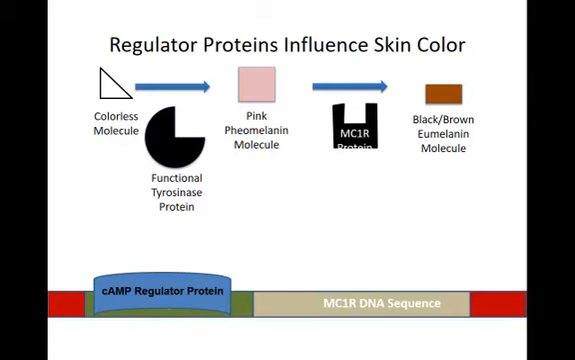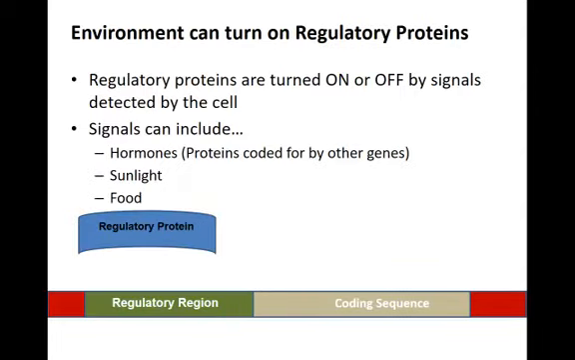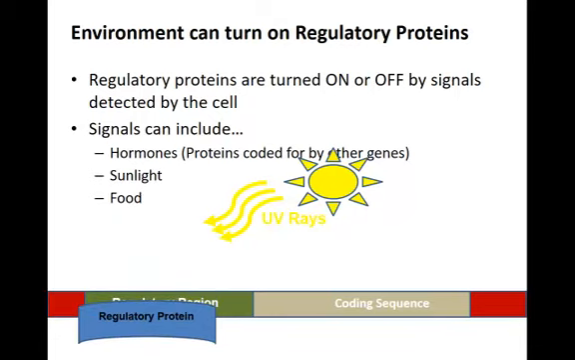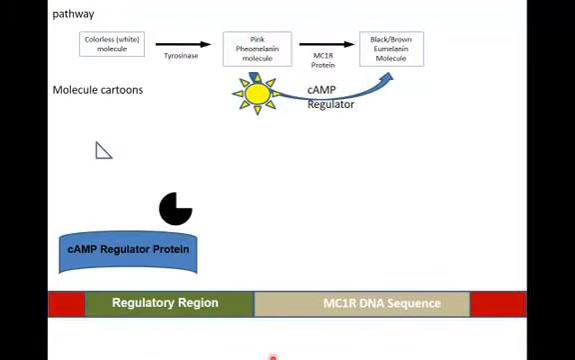Now, adding to that model is this idea that the environment can actually turn on regulatory proteins. That might be hormones, and those might be proteins that are coded for by other genes, sunlight, and food. In the example we're talking about today, sunlight becomes an important component from the environment that might influence our regulatory protein. So that these UV rays from the sunlight activate a regulatory protein, that then allows for the MC1R DNA sequence to be expressed, or expressed more.